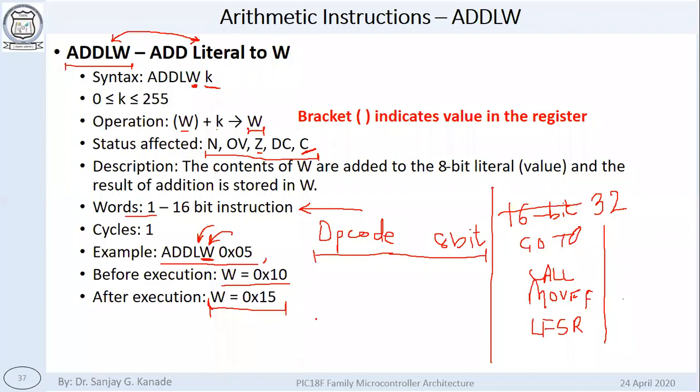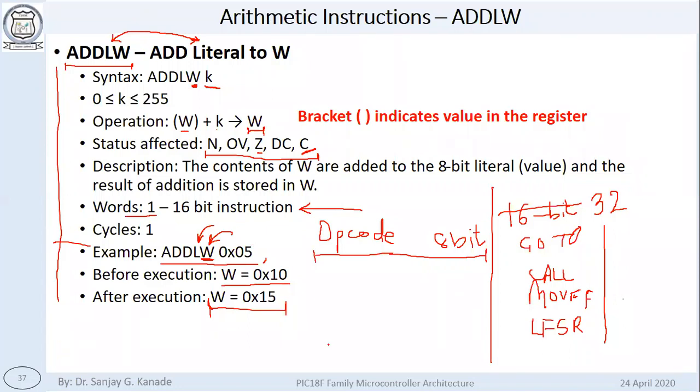Whenever a question is asked to explain the instruction, you have to write it in almost the same kind of format, along with an example. You must write the syntax, and the range of K, which is 8-bit in this case, so 0 to 255. You must describe the operation, you also must write the status affected, and you must give an example also.